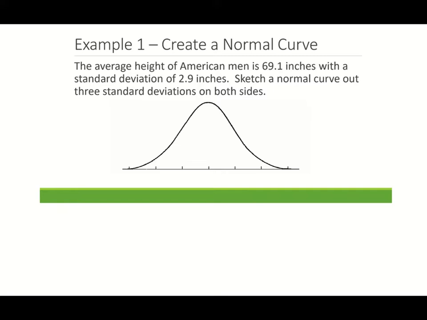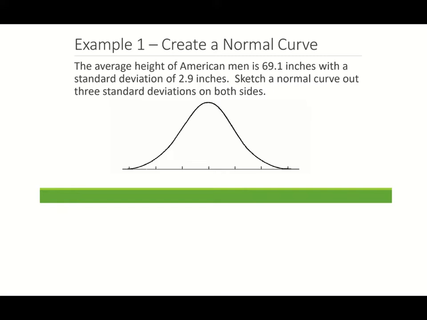So example 1, it says the average height of American men is 69.1 inches with a standard deviation of 2.9 inches. Sketch a normal curve out to 3 standard deviations to both sides. So we're going to assume that this data set is normal. In the future, we may have to determine that by using a histogram. Here, we're going to assume that.